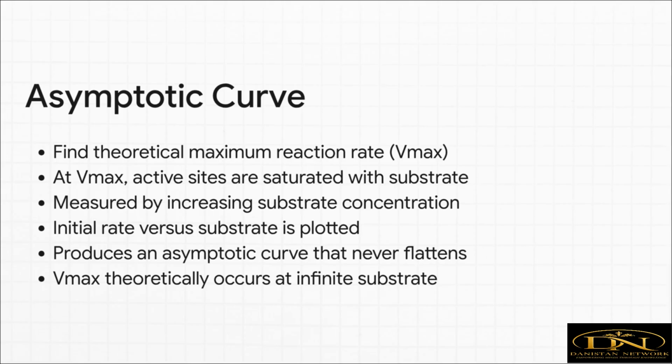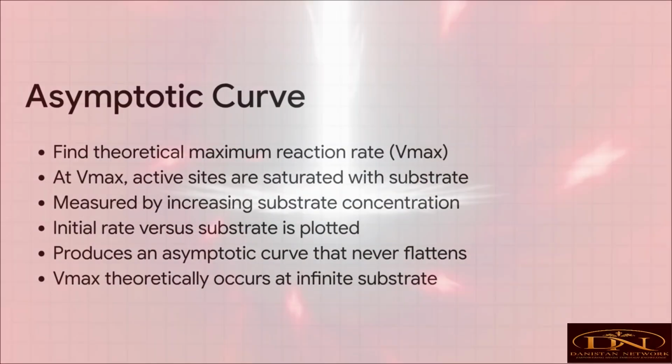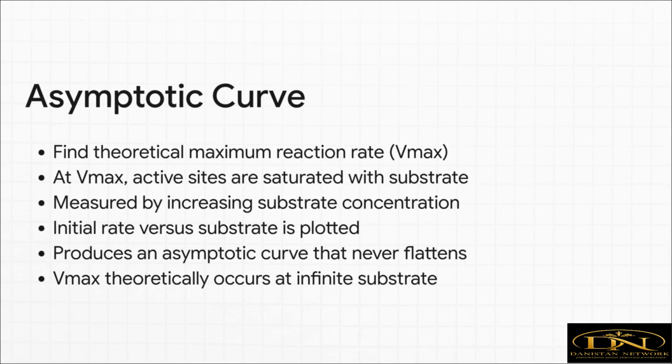To measure this, we keep our enzyme concentration constant and just keep adding more and more substrate, plotting the initial rate against the substrate concentration. But well, this gives us an asymptotic curve. Honestly, an asymptotic curve is kind of like a student's infinite excuses for late homework. We can theoretically reach the end, but in practice, it never completely flattens out. That's because Vmax theoretically occurs at an unplottable infinite substrate concentration. So measuring it directly in a lab, pretty much impossible.